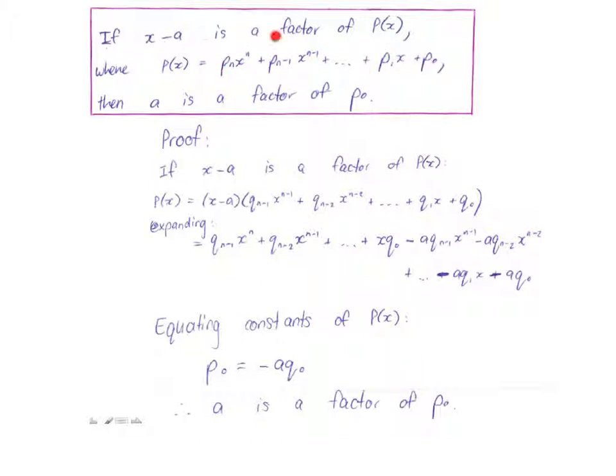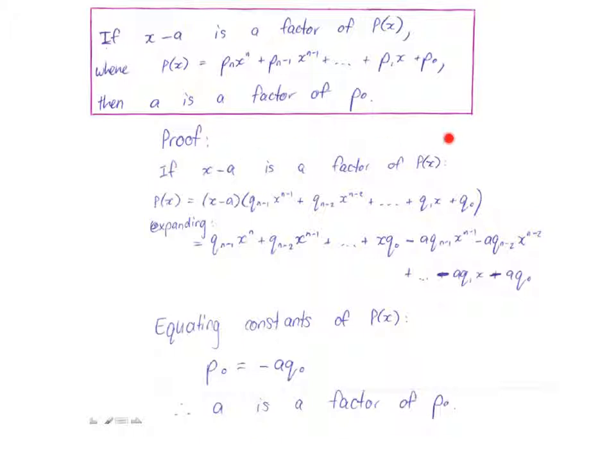So if x minus a is a factor of p of x, where p of x is this long polynomial, you can see p subscript 0 is our constant term, there's our x term, all the way up to whatever our highest power of x is there. And you can just see our little coefficients in the front there. So if x minus a is a factor, then a is a factor of this constant. And so that's a really important concept. If x minus a is a factor of p of x, then a is a factor of this constant.